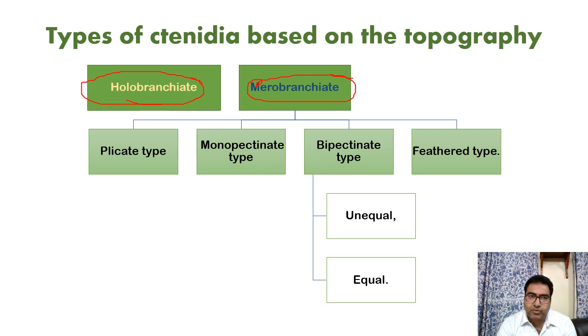This merobranchiate is further divided into four types: plicate type, monopectinate type, bipectinate type, and feathered type. And this bipectinate type is further divided into equal and unequal, which we shall be dealing with now.